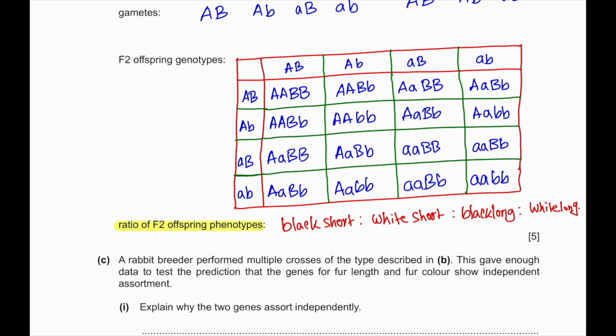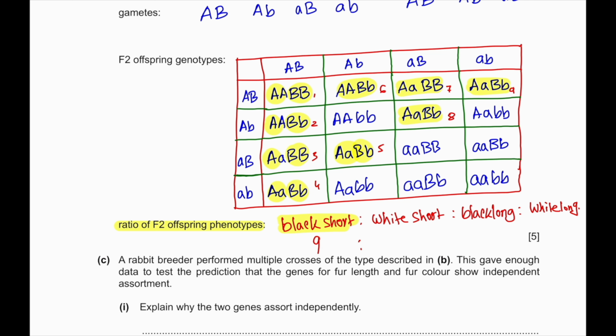So at first we can do the black short. To have black color, there must be a capital B present. And to have short, there must be a capital A present at any point. So it's very easy to determine. All the yellow labeled ones contain capital A with capital B, at least one of each. Now, if we do the counting, this comes to a ratio of 9.